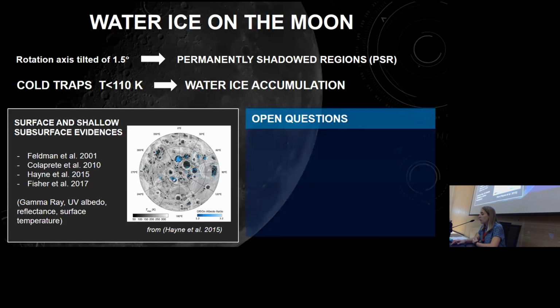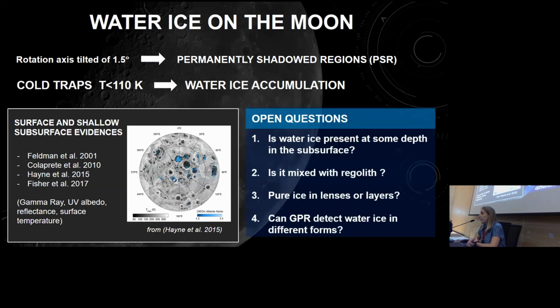So here we are trying to address several questions, like, is water ice present at some depth? And of course, how much water ice is present? Then, in what form can we find water ice? Is it maybe mixed within the regolith? Or maybe we can find it in the form of layers, massive layers buried within the dry regolith. And of course, the most important question here is, can the ground penetrating radar technique detect water ice on the moon in different forms?